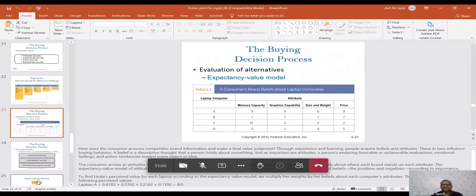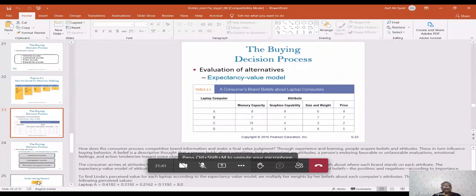So coming down to the buying process. Let's take the same example of computers, with the consumer's brand beliefs about laptop computers. Now, this is called the evaluation of alternatives, or the expectancy value model. So let's say, for example, there are five laptops, called A, B, C, D, E. These are the brands of the laptops in the first column, the laptop computers, and then the attributes. Attributes are things like the memory, how much memory there is, the capacity of the memory, or the graphics capability, or the size and weight, and the price. These are the four important attributes.